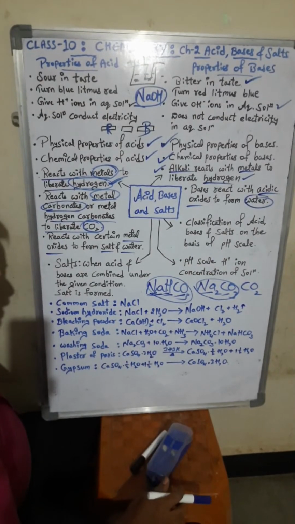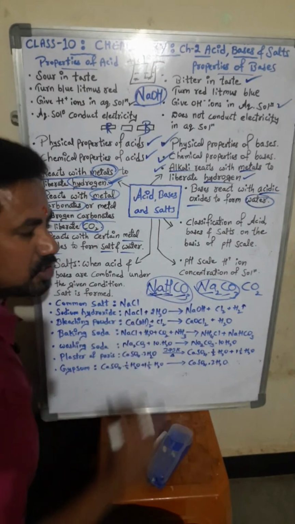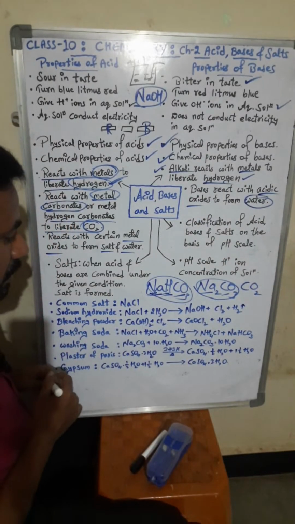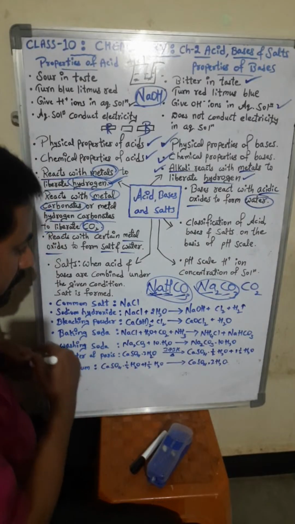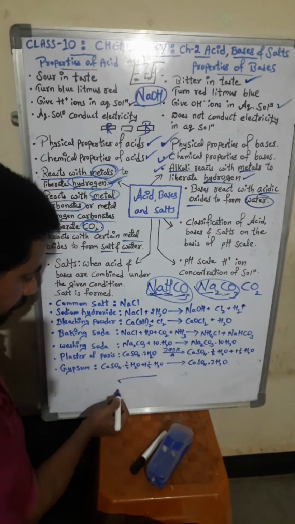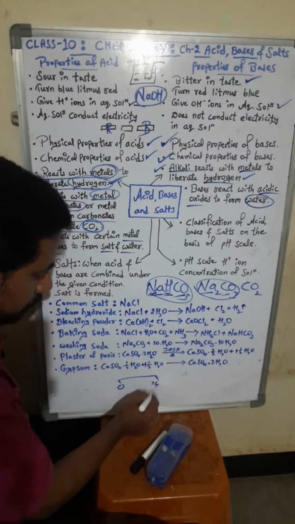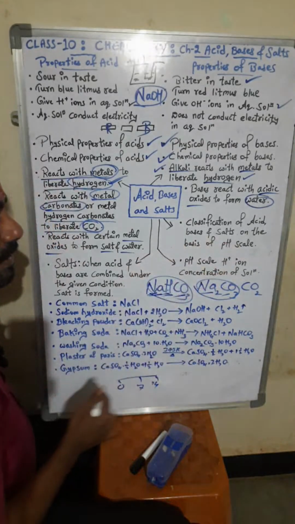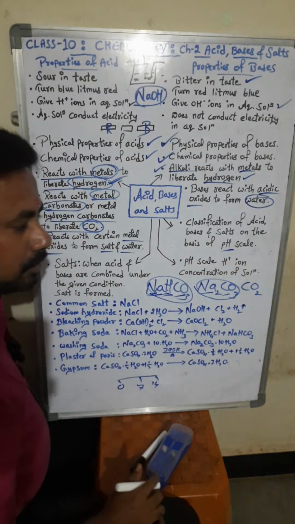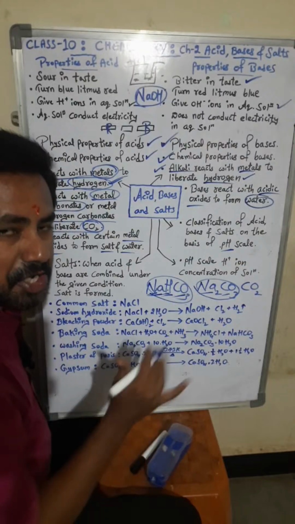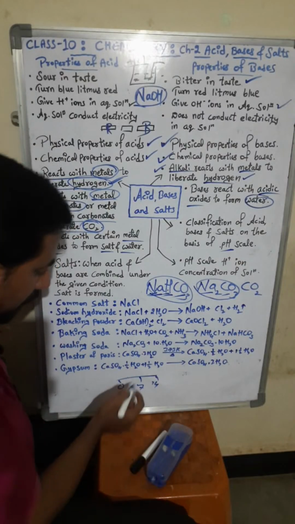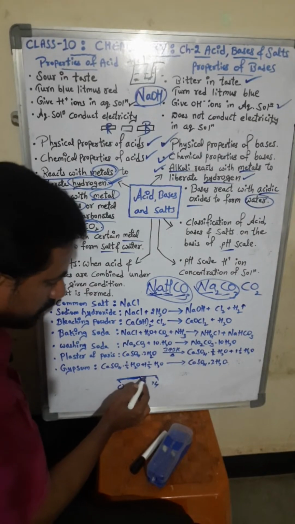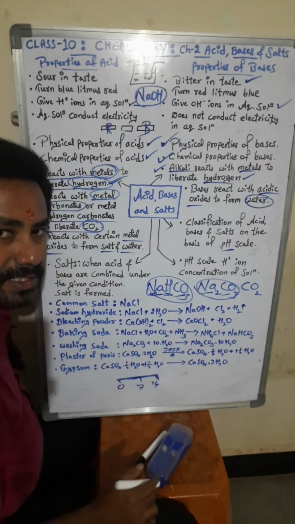Next, classification of acids, bases and salts on the basis of the pH scale. This also we are going to study, students. One pH scale is there, and it ranges from 0 to 14. 7 is neutral. pH means what, sir? Potence of hydrogen, potential of hydrogen. If hydrogen is more, it is acid. If hydrogen is less, it is a base.